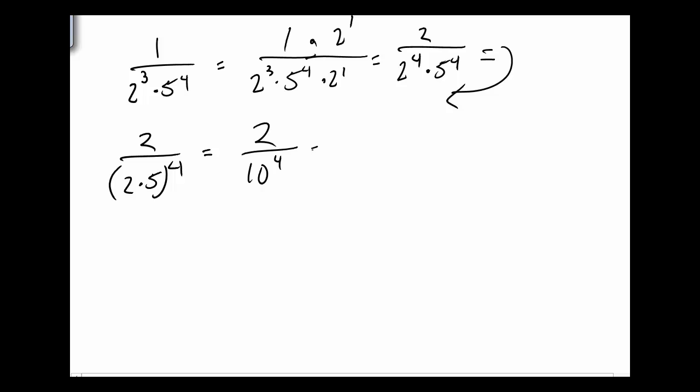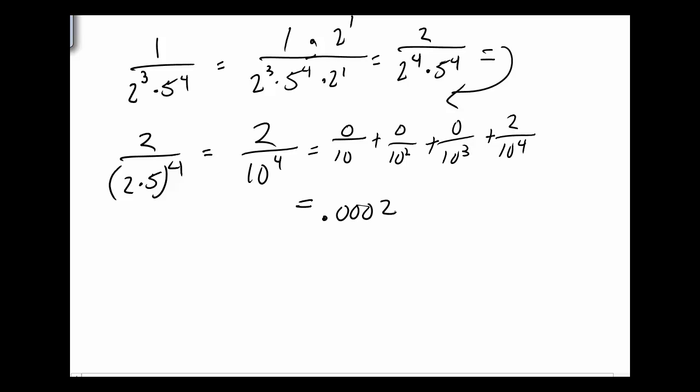So in expanded fraction form, that's 0 over 10 plus 0 over 10 squared plus 0 over 10 cubed plus 2 over 10 to the 4th. So our decimal is 0.0002. Nice, clever way around that.